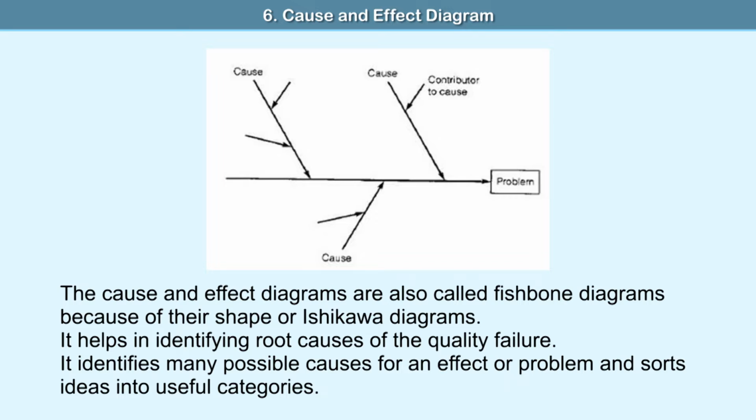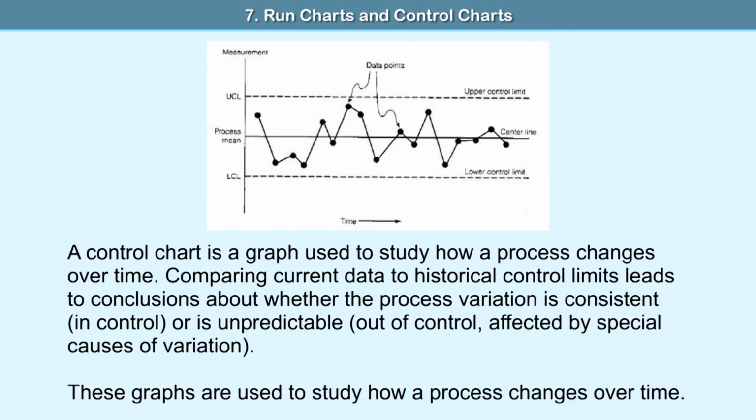The cause and effect diagram helps in identifying root causes of the quality failure. It identifies many possible causes for an effect or problem and sorts ideas into useful categories. Next are run charts and control charts.